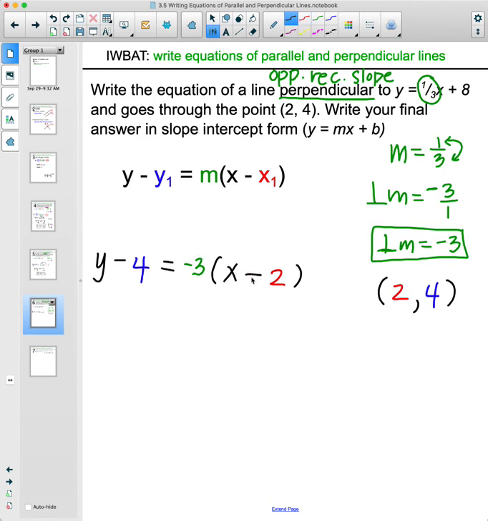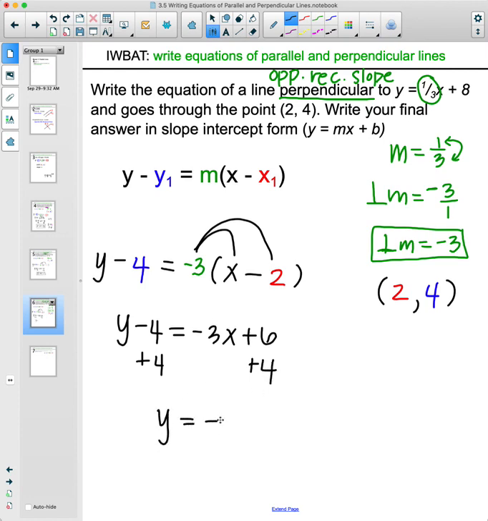Then we don't have any minuses, so we don't have to fix any of that. So we will just distribute. So distribute negative 3 to both of these. So negative 3 times x is negative 3x. Negative 3 times negative 2 is positive 6. Then we'll add 4 to both sides. So we'll end up with y equals negative 3x plus 10. So you'll see that you've got the opposite reciprocal slope there, and then it also goes through that ordered pair that you plugged in of 2, 4.